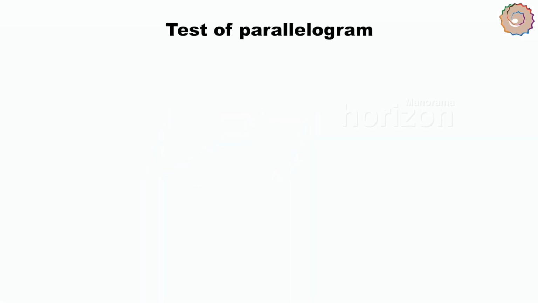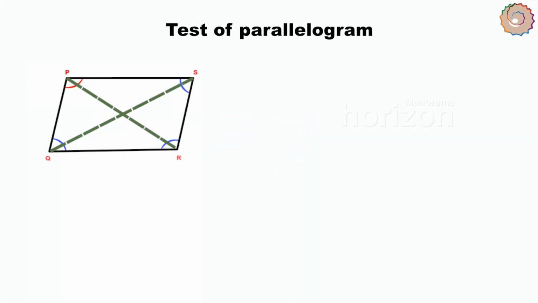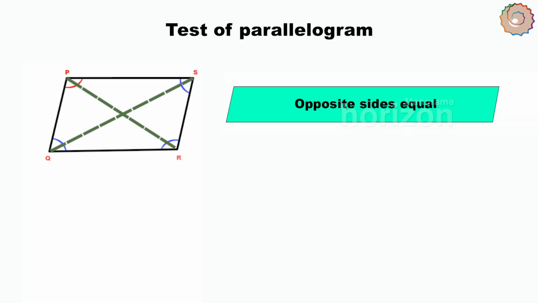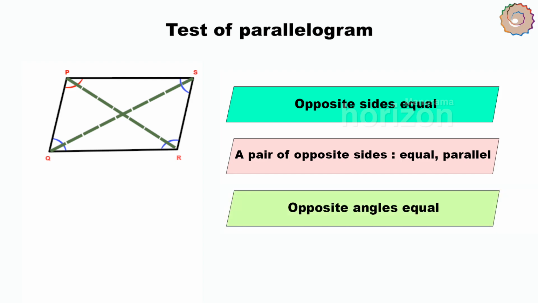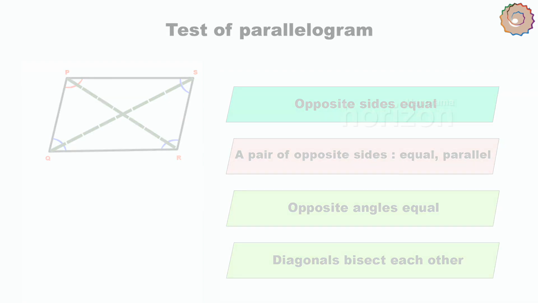Test of parallelogram. Using the properties of diagonals, sides and angles, you can always identify parallelograms. You need not go through all four identifying properties. If any of these conditions is satisfied, then it is a parallelogram. Conditions are: first one, opposite sides are equal. Second condition, a pair of opposite sides is equal and parallel. Third, opposite angles are equal. Fourth, diagonals bisect each other.